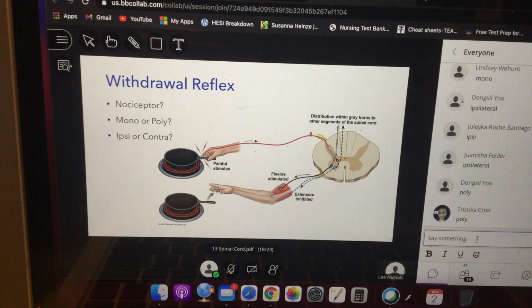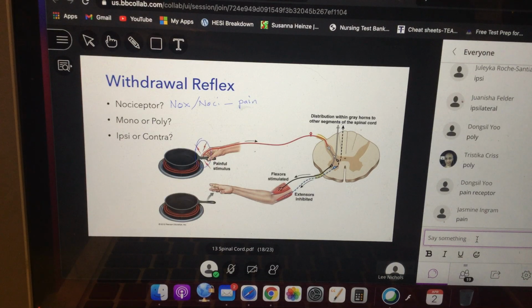Okay. The withdrawal reflex, we looked at this one already as one of our examples when we were talking about reflexes in general. And in the withdrawal reflex, the receptor is called a nociceptor. What does that mean? What is the word nociceptor? The Latin word nox or noci is the word for pain. Yeah, so a nociceptor is a pain receptor.